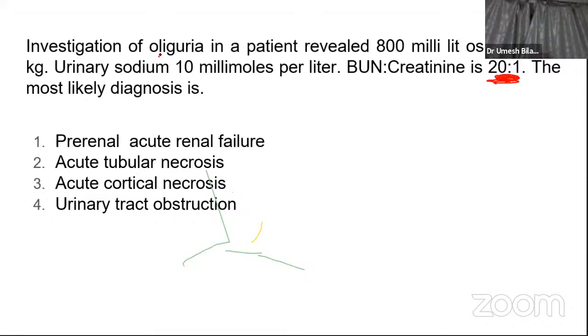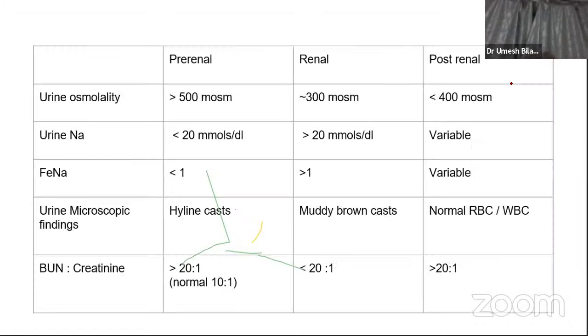So the investigation of oliguria is there, and this one is high. Urinary sodium is this ratio. I got a slide on this. Where is it? Yeah, okay, good. We'll discuss here on.